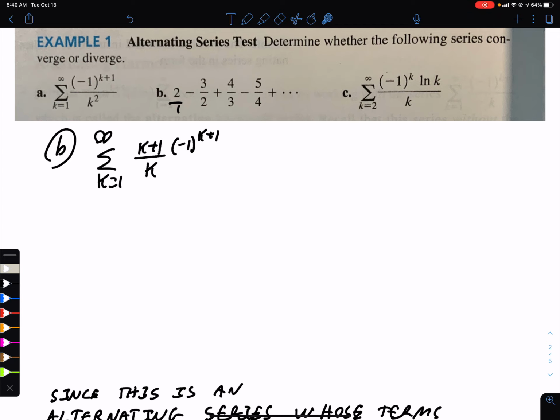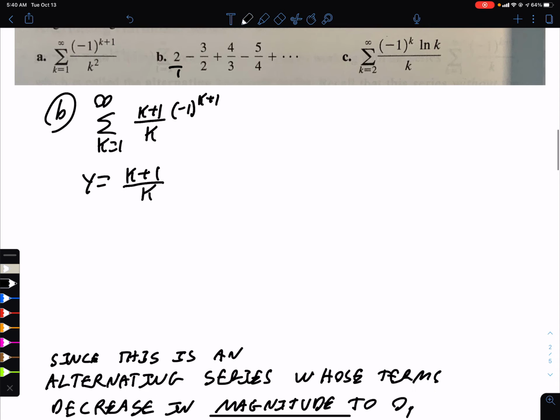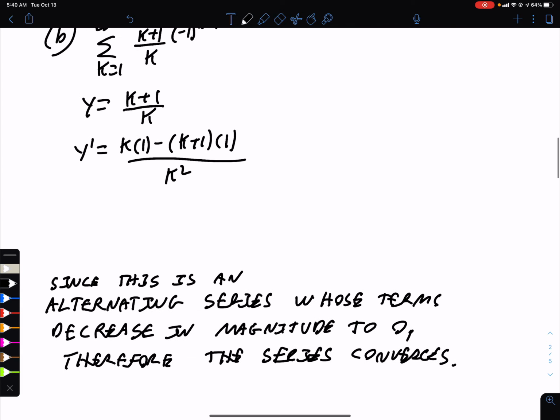Are the terms decreasing in magnitude? So let's look at that. We'll do two things. Let's let y equal the magnitude of the terms. So what's the derivative of this? I'll do low d high minus high d low over low squared. And we will notice that the k's cancel on top, leaving negative 1.